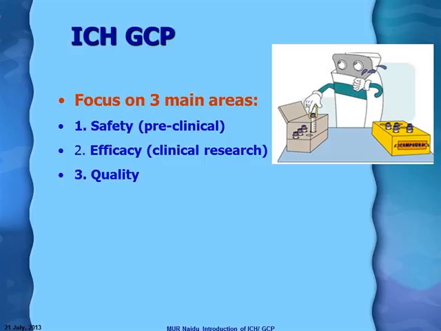The second area is efficacy, which is the part where the clinical research is conducted with the investigational product, which includes all the phases of clinical trial. And the last area is quality, which includes the quality of the investigational product, which is tested in a particular clinical trial.